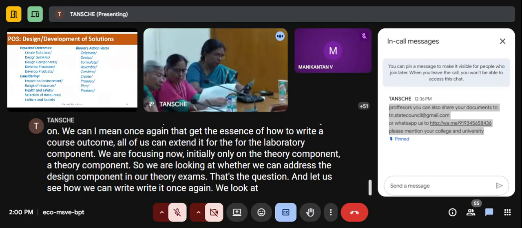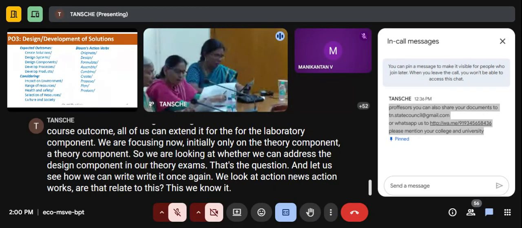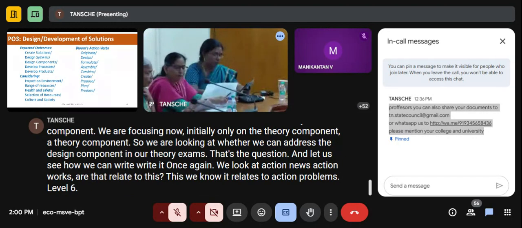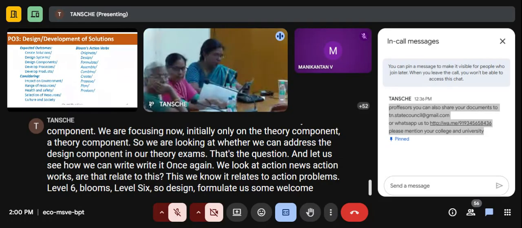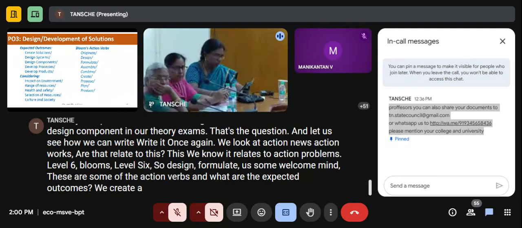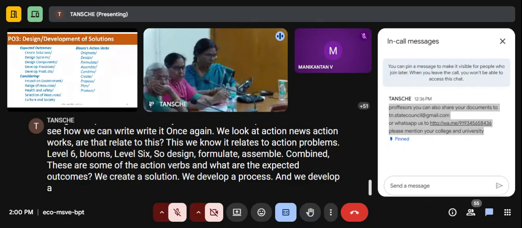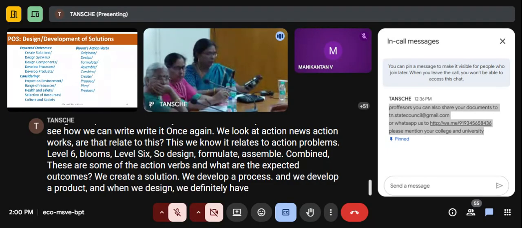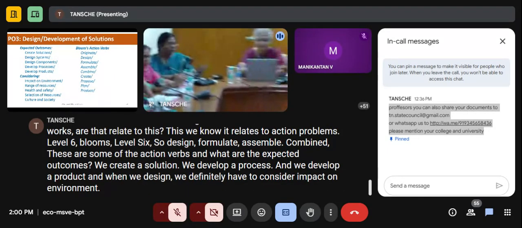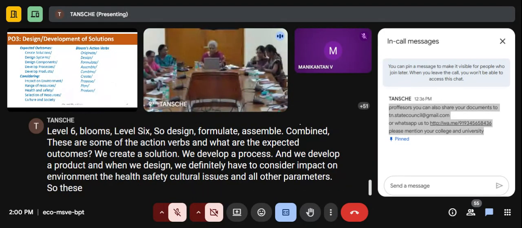Once again, we look at Bloom's action verbs that relate to this. This we know relates to Bloom's level 6. So design, formulate, assemble, combine. These are some of the action verbs. And what are the expected outcomes? We create a solution. We develop a process. We develop a product. And when we design, we definitely have to consider impact on environment, the health, safety, cultural issues, and all other parameters. So these are our guiding components.